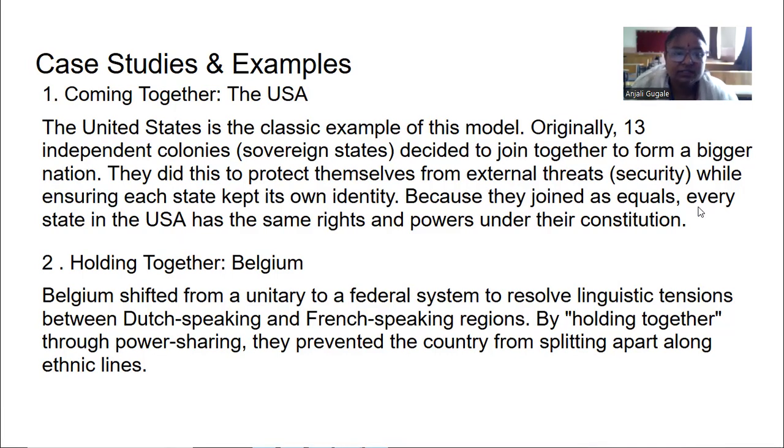So, students, this is the difference between the coming together and holding together federation, with examples and case studies. I hope it will be clear to you. In case you still have any doubts in understanding coming together and holding together federation, please ask queries.